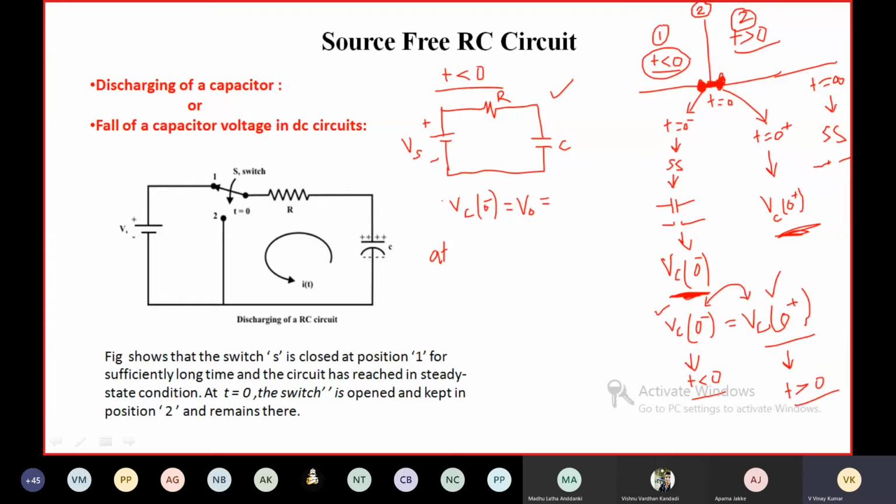We have to find Vc of 0 minus. At t equal to 0 minus, what will be the circuit? The circuit will be like this. This is Vs, R, and the capacitor is an open circuit. The voltage across this is Vc of 0 minus, which is nothing but the applied voltage Vs. So here V naught is Vs.